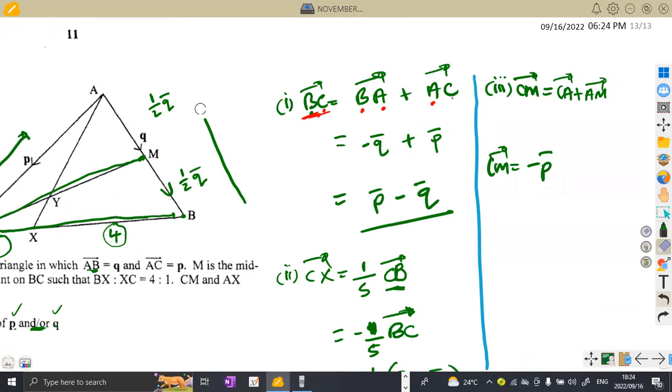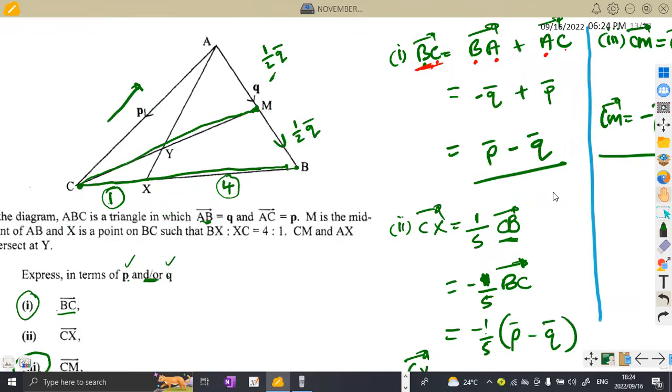We are no longer having this. This time we are maintaining the direction. We are going the same way the arrow is going, but it's A to M, where M is the midpoint. So it's going to be half vector Q. So this is half of vector Q. That is your CM, just like that. Okay, so I think it was easier, as you can see, guys.